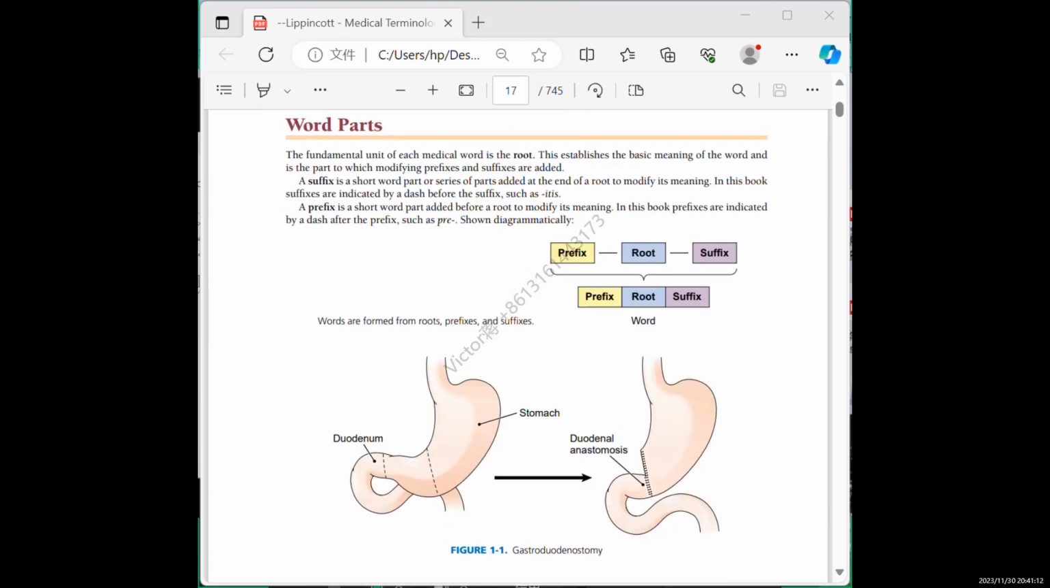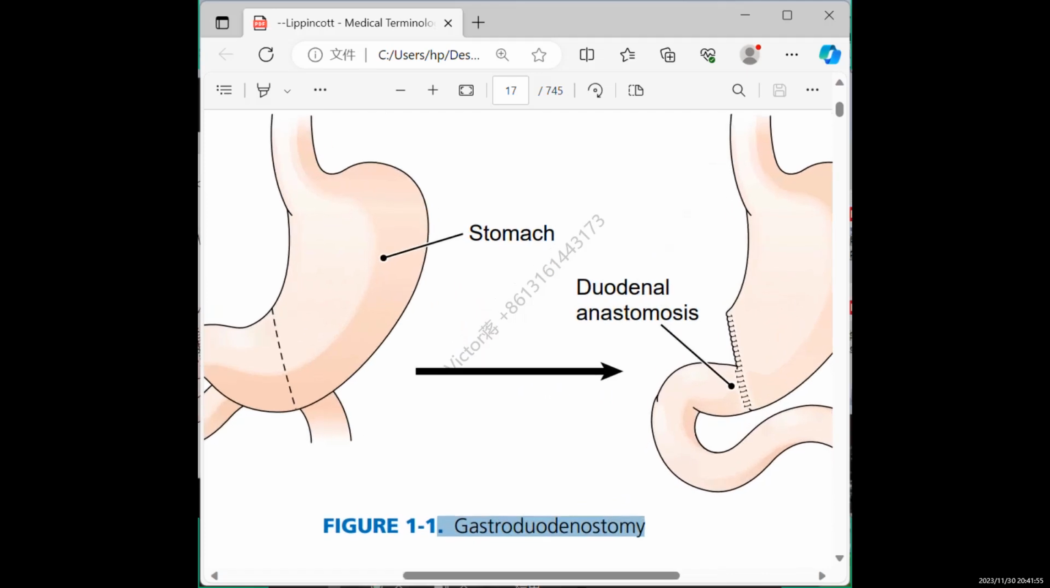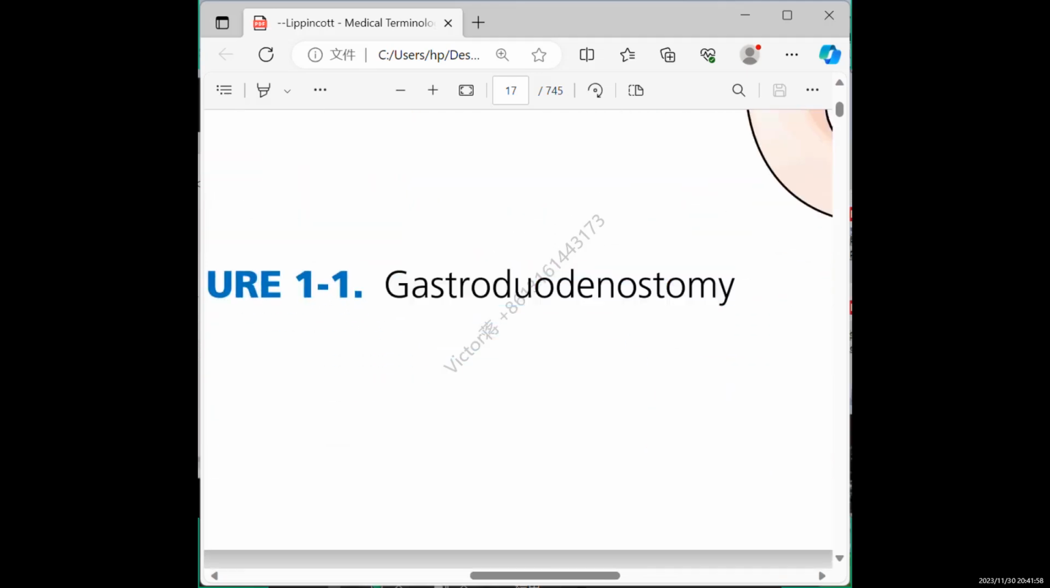So generally, what is the root? The root of the word is the basic component of the word, and it generally tells you what the whole three-part word will be like. For example, we have presented here that words are formed from roots, prefixes, and suffixes. But you can see the words are not clear here in the shade. Let me make it larger. Okay, now, I'm not sure that you can read these words.